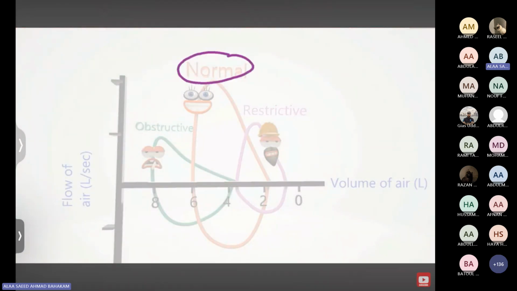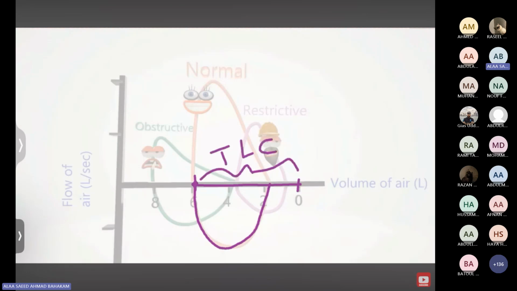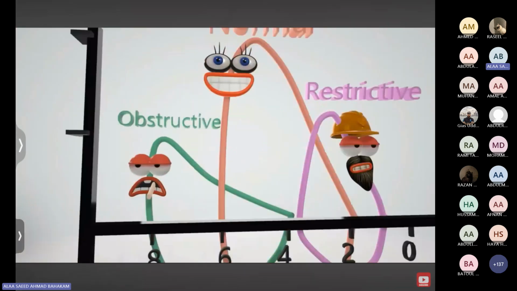So let's take the normal case. And let's say a person tries to breathe in and breathe out. So they breathe in. They breathed in their full capacity. This is known as the total lung capacity, how much their lung is capable of containing. Total lung capacity. And then they breathe out. We see that there's still a little bit of air left in their lung. This amount of air that's still left in their lung after they fully expire is known as the residual volume. So if you take a look over here, this guy's going to represent obstructive lung disease.